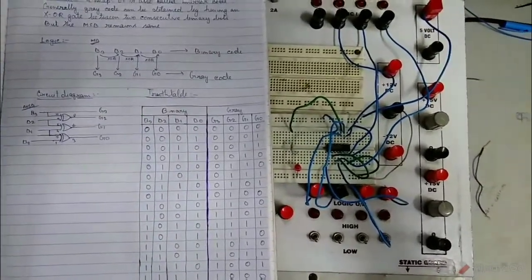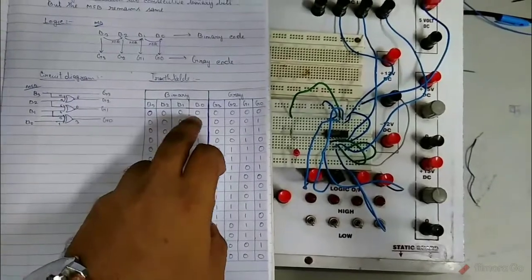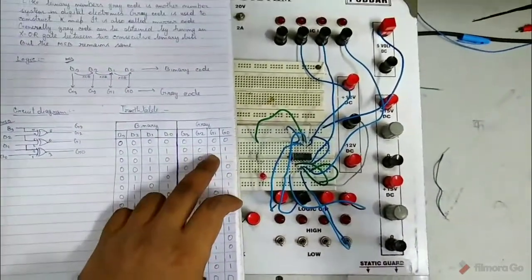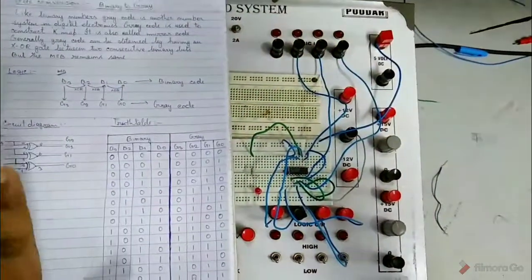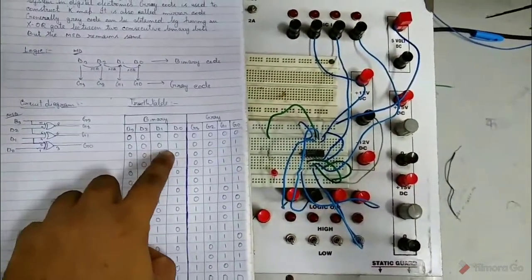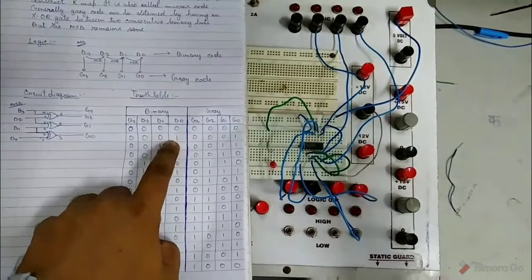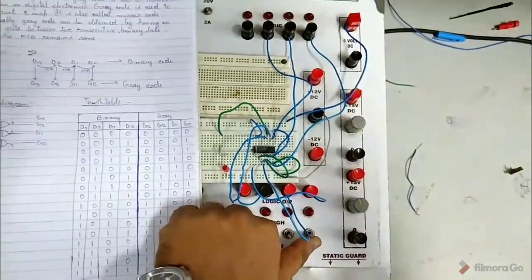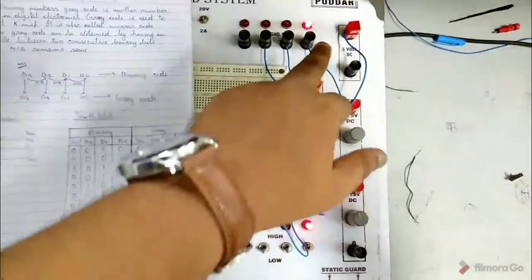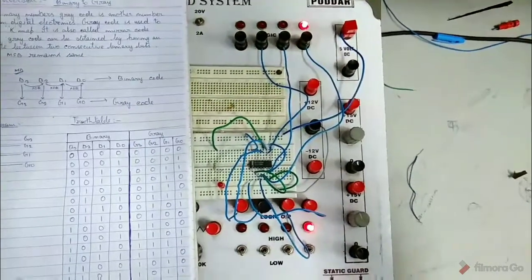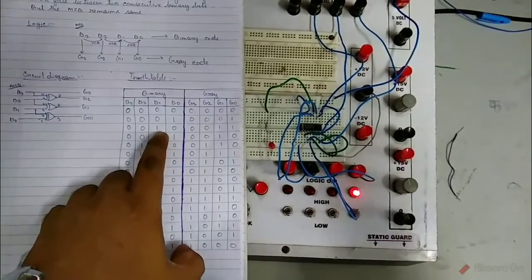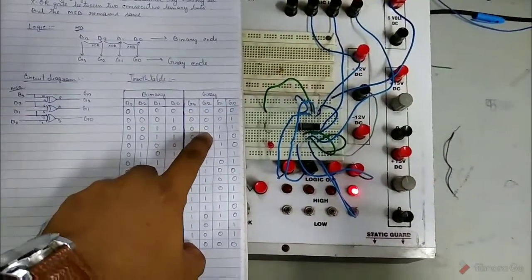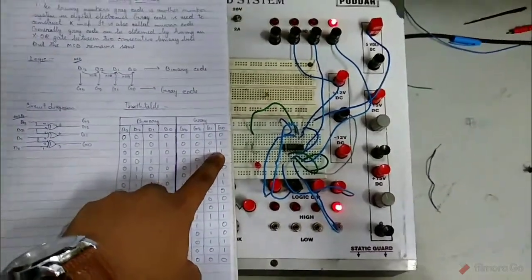So see the truth table. See, first 0 0 0 0, output is 0 0 0 0, all are 0. When the input binary number is 0 0 0 1, see G0 is 1. Now for 0 0 1 0 we are getting 0 0 1 1.